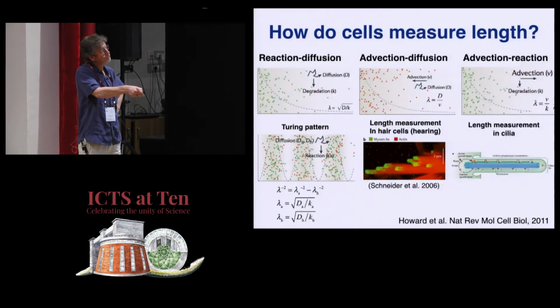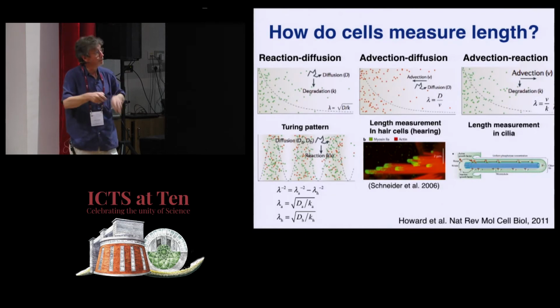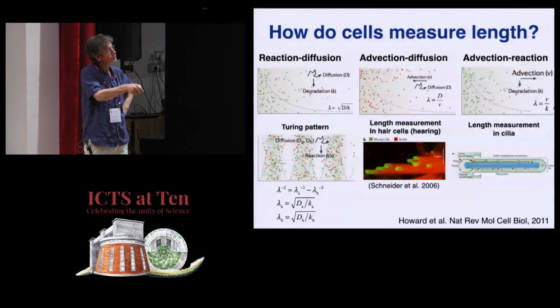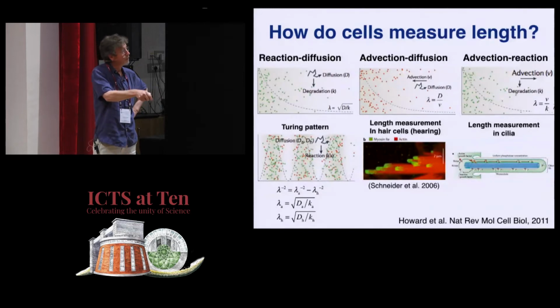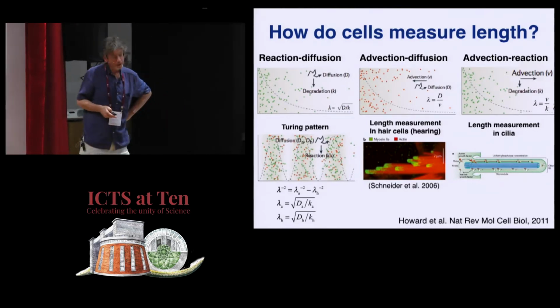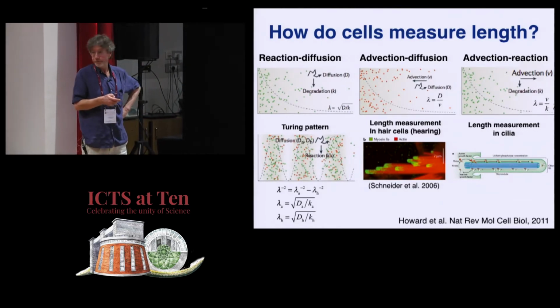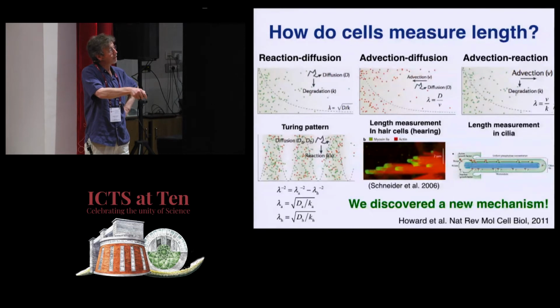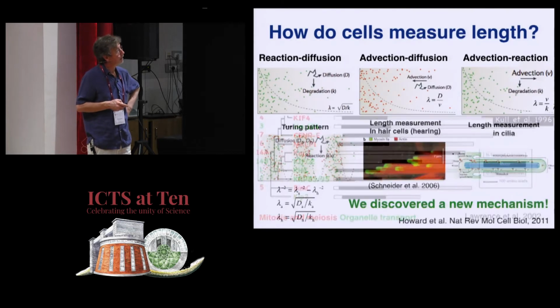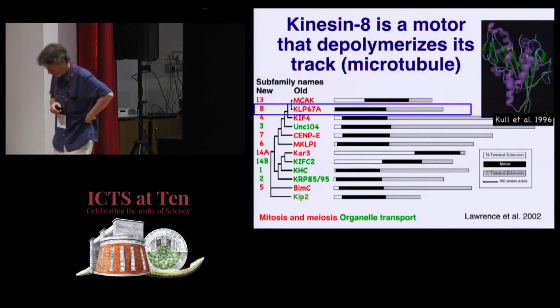And in cilia of the type that I showed you with chlamydomonas, they likely use an advection reaction type mechanism for setting their length, although these mechanisms still have to be worked out in detail. Now, what I want to do now is tell you that we discovered a new and very surprising mechanism for specifying length. So let me tell you about that now.